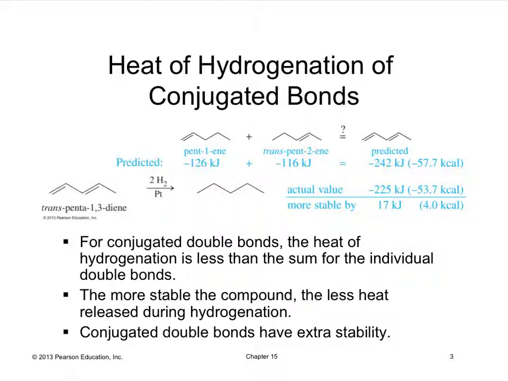1-pentene and trans-2-pentene, it would be predicted to take the sum of those two heats. However, in reality, trans-penta-1,3-diene has an actual value of 225 kilojoules. As a result, it's more stable than predicted by about 17 kilojoules.